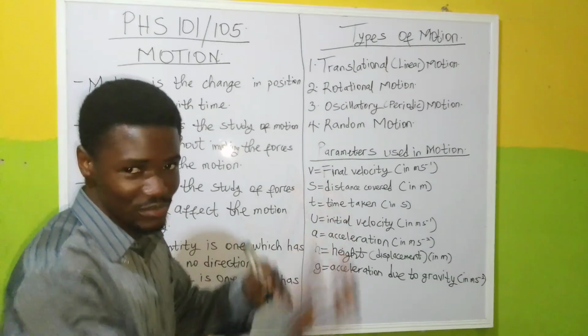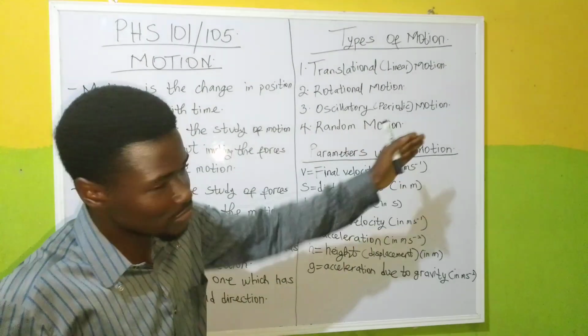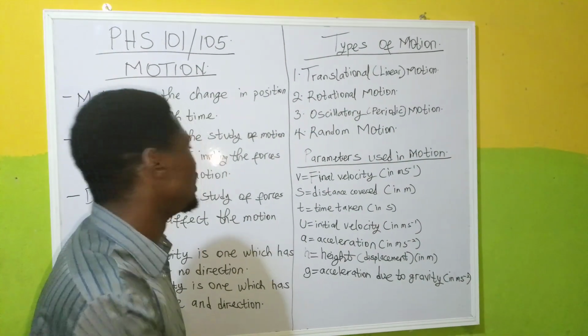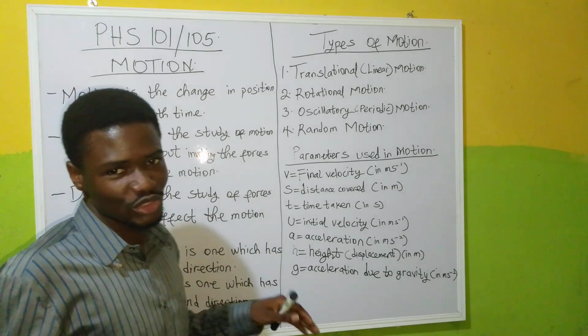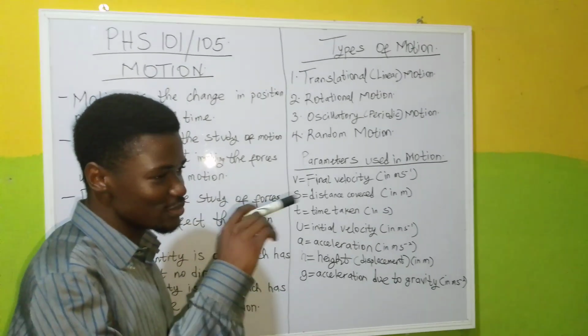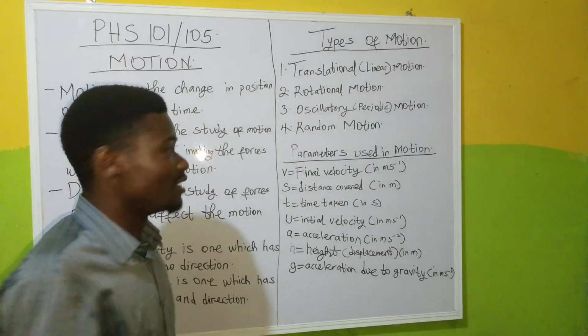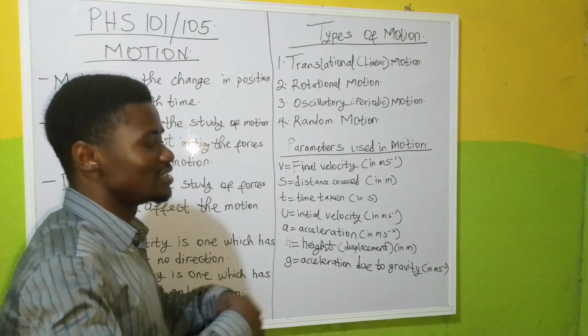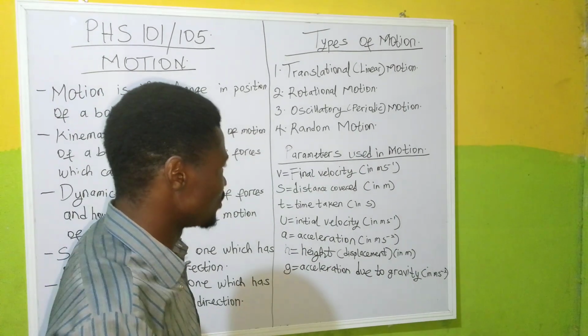If you attach a mass to a spring, the motion which occurs up, down, that's also an example of oscillatory or periodic motion. So now, what is random motion? Random motion is a zigzag type of motion. It's a motion that occurs when an object or a body moves in an unspecified direction. It just randomly changes its direction. We call that a random motion. An example is the Brownian motion, suspended gas particles. All of that are random motion.